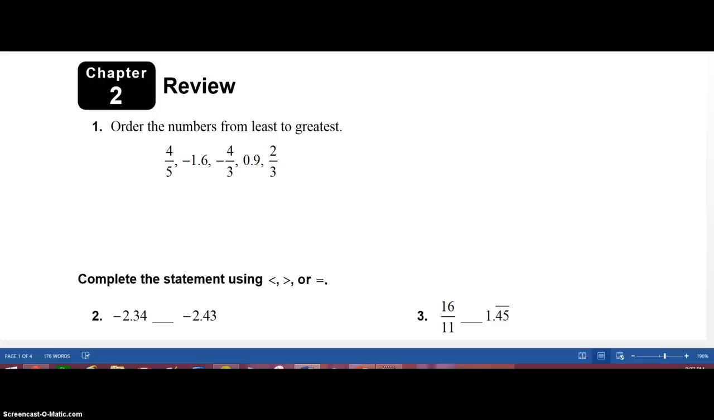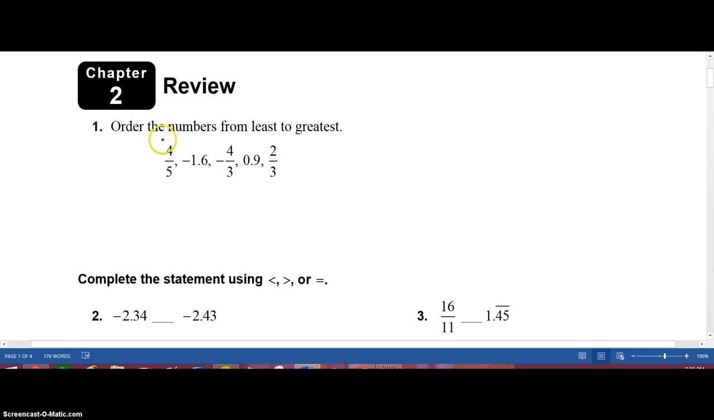This is the Chapter 2 review for Math 7. We're going to start with number 1. It says to order the numbers from least to greatest. So since we have some fractions here and some decimals, what we're going to do is change them all to the same form so we can compare them. We could change them all into fractions and then compare, but since we would have to get common denominators there, the easiest way would actually be changing them all into decimals. So above them, I'm going to write the decimal form.